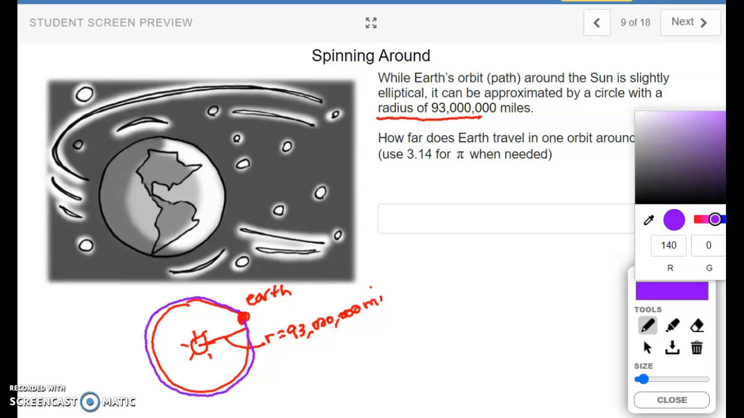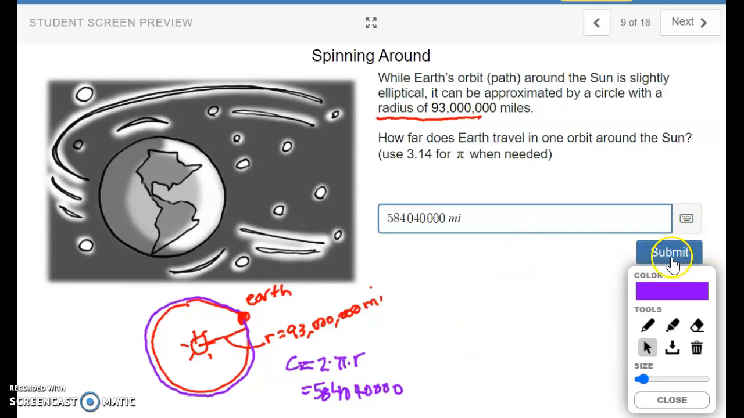And the circumference formula is 2 times pi times r. So you're just multiplying 2 times this number times pi. And when you do that, 3.14 times 2 times 93,000,000, you get 584,040,000. And then I submit this.